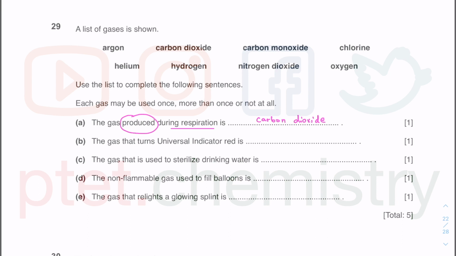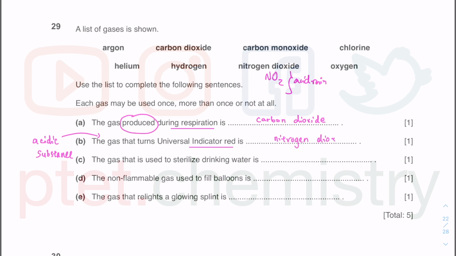The gas that turns universal indicator red. So when universal indicator turns red, blue to red, we are thinking of acidic gas, so acidic substances. So we look at the stuff here which is acidic. We're looking at nitrogen dioxide, because NO2, 1 nitrogen and 2 oxygen, can cause acid rain, and therefore it is acidic. So we can be thinking about nitrogen dioxide.